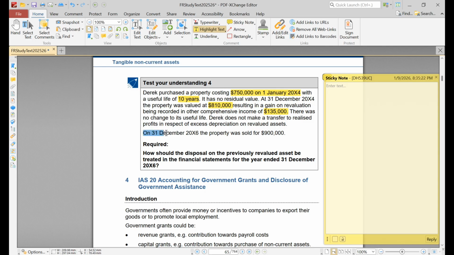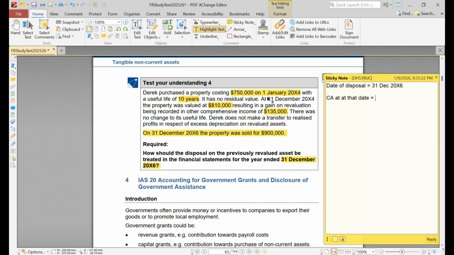On 31st December 20x6, the property was sold for 900,000. How should the disposal of the previously revalued asset be treated in the financial statements for the year ended 31st December 20x6? Now, the property is being sold. What is the date of disposal? Date of disposal is 31st December 20x6. Okay, let's calculate what is the carrying amount at that disposal date.